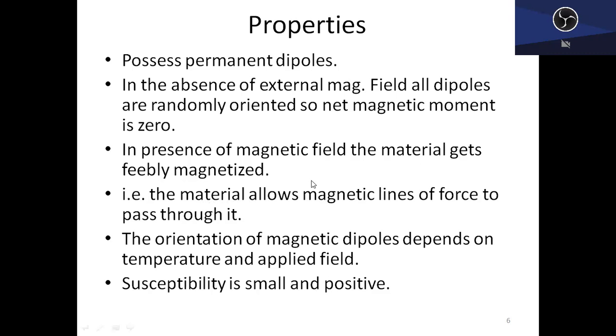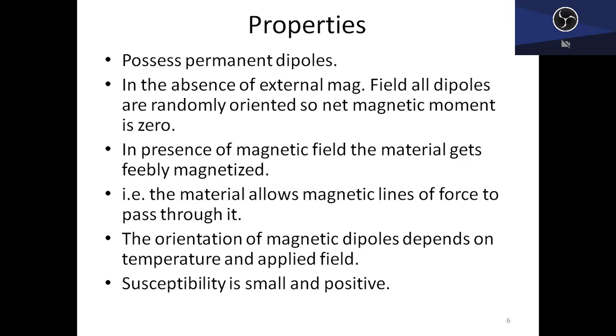So here, in paramagnetic material, the material allows the magnetic lines of force to pass through it. The orientation of the magnetic dipoles, the direction in which they go, actually depends upon the temperature and also the external applied field. When we compare with the diamagnetic material, the orientation of the magnetic dipoles is independent of temperature and the applied field.